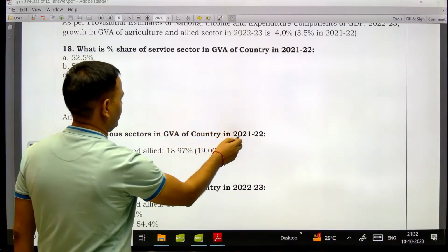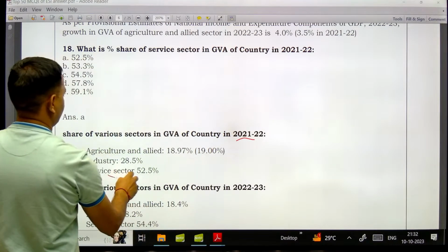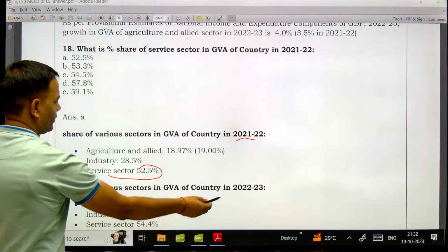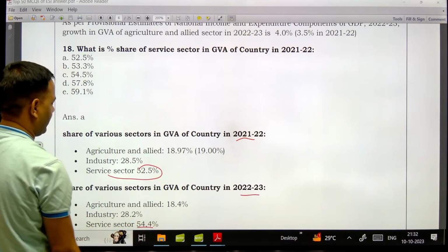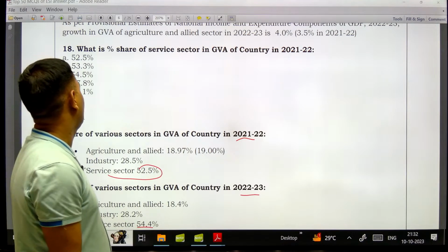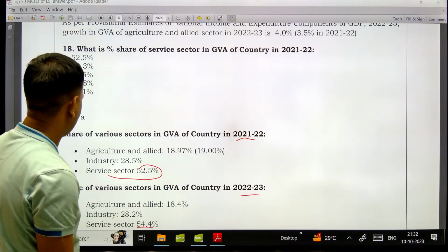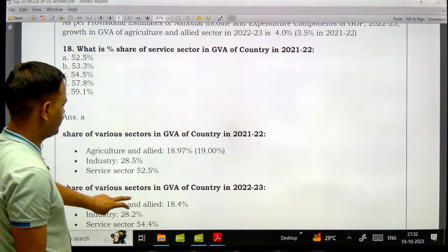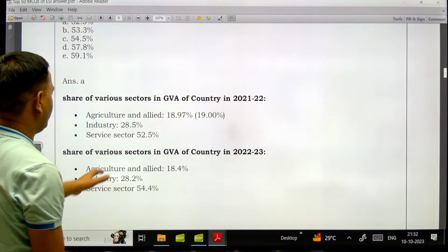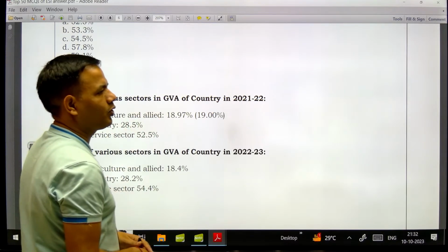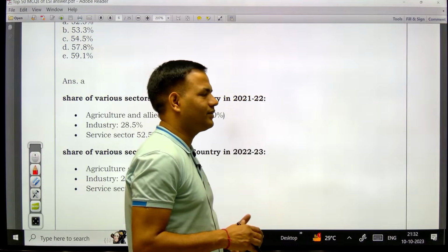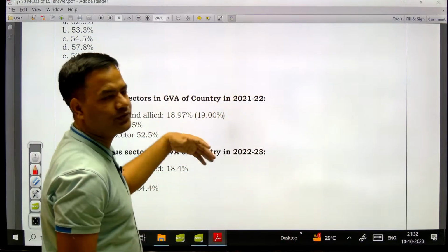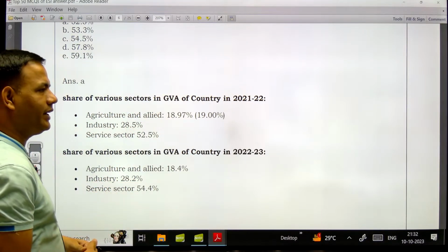I have asked for 21-22, it is 52.5%. And for 22-23, it is 54.5%. 54.5 or 51. So these are the facts for 22-23 and 21-22, for both the years I have mentioned. Sometimes, as we have seen in the NABARD exam, they have asked for 21-22, meaning 1 year back. They have asked many times.